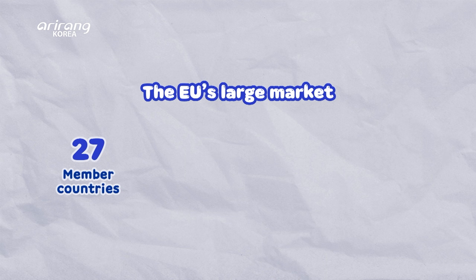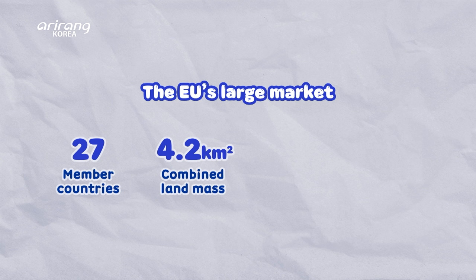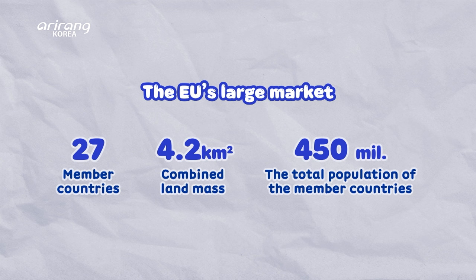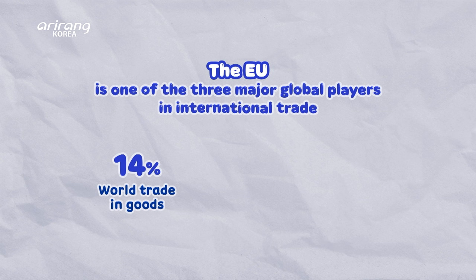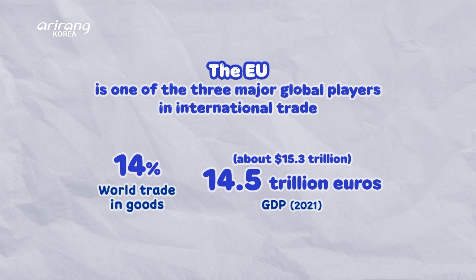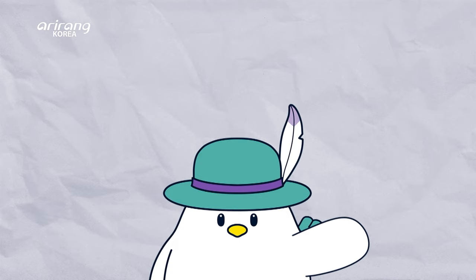Currently, it has 27 member countries, and their combined landmass amounts to 4.2 million square kilometers. The total population of the member countries amounts to 450 million. The EU is one of the three major global players in international trade, along with the US and China. The EU accounts for 14% of world trade in goods. In 2021, the total value of all goods and services produced in the EU, its GDP, amounted to 14.5 trillion euros. What do you think?